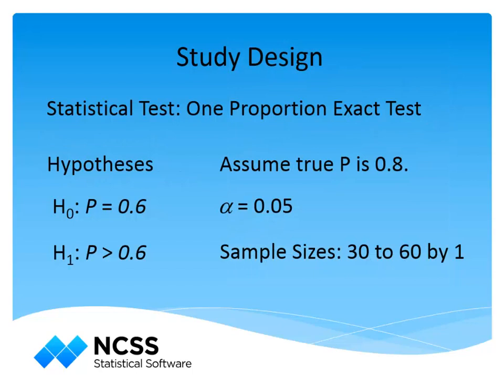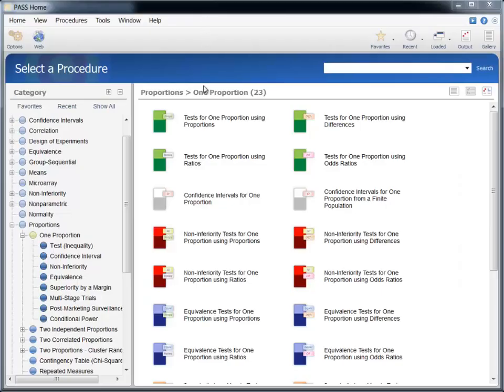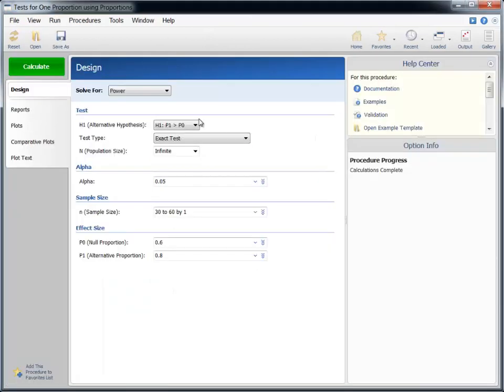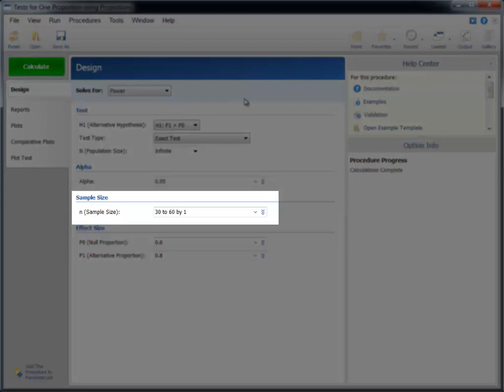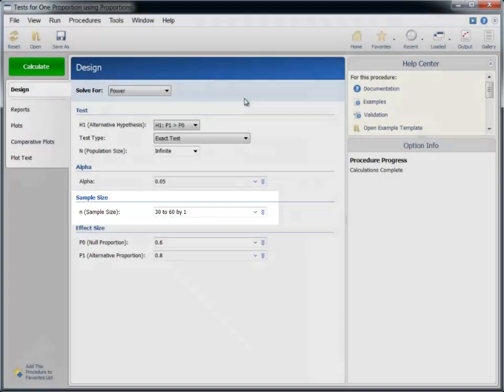Suppose we intend to test whether the proportion of proper diagnoses of a disease is greater than 0.6. We want to investigate the power of the test for various sample sizes if we assume that the true proportion of proper diagnoses is 0.8. We decide to look at the power for a range of sample sizes between 30 and 60.